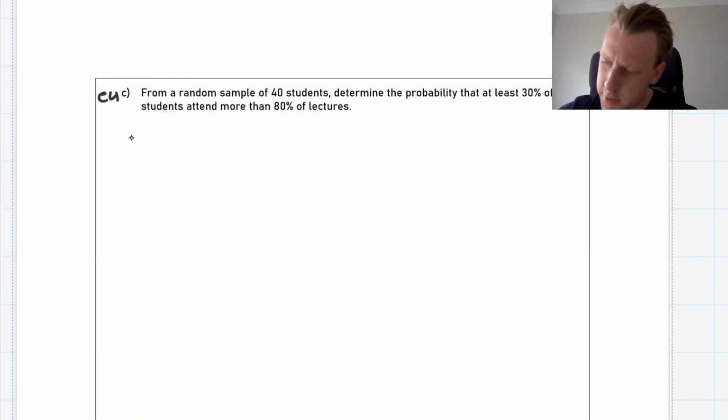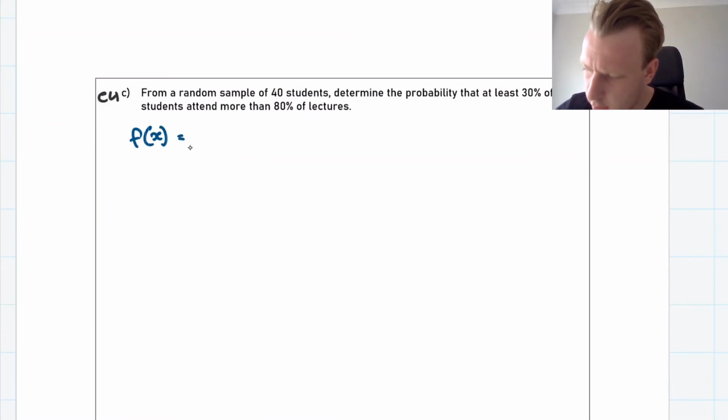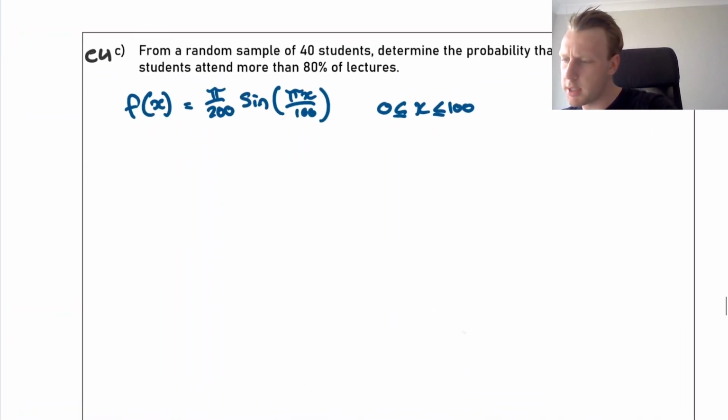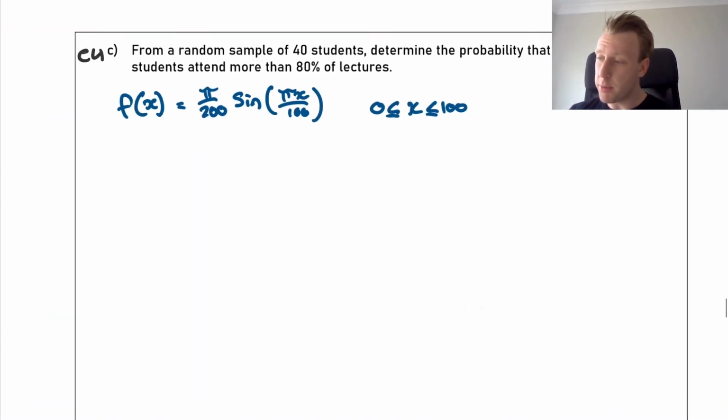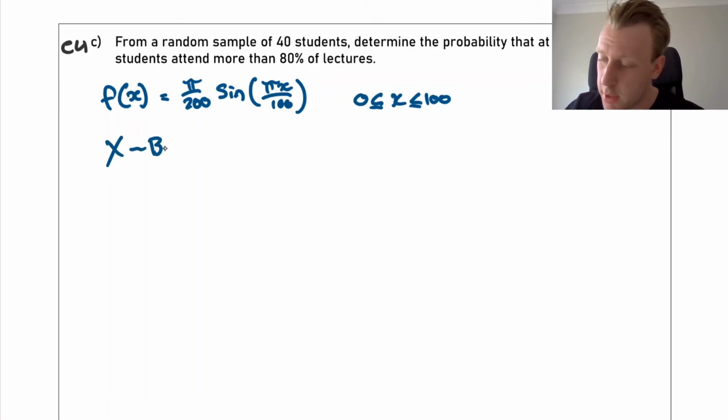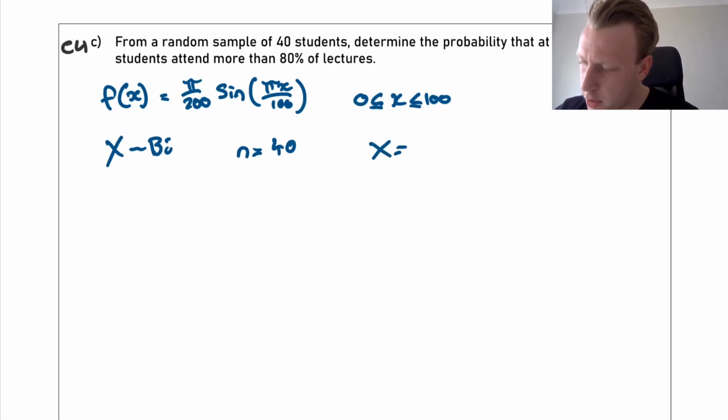So just to remind ourselves, the PDF was A, which is pi on 200, sine of pi x over 100, for x being attendance being bound between 0 and 100. So it says, from a random sample of 40 students, determine the probability that at least 30% of students attend more than 80% of lectures. Now, since this is a sample, it's implying a binomial distribution. So x is now going to be a binomial distribution where n is equal to 40.